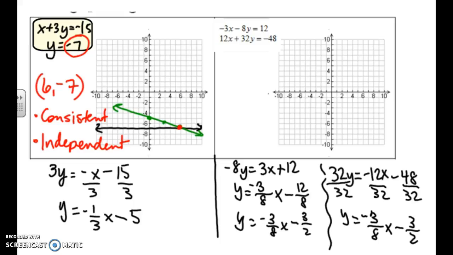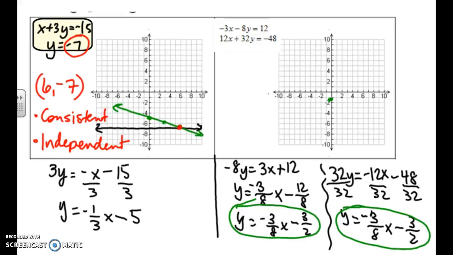Okay, so I rearranged the second one, put the x's on the other side, then divided by 32. The first fraction was -12/32, so I divided both of those by 4. And the 48/32, I divided both of those by 16. So now comparing them, you can see that both your equations are identical. We do have to graph them, but we at least know we only have to graph this ugliness one time. So we're going to go to -1.5 on the y-intercept, okay?